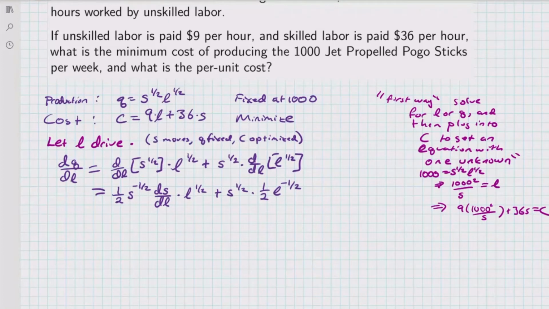All right. Now I'm going to do the same thing to cost. And what I'm going to get, I'm letting L drive, so this is going to be 9 plus 36 times dS over dL. Okay? Now, how do we feel about that one? Good about that? Just 1 to 5 real fast. How do we feel about that one? Okay. Now, here's the trick.